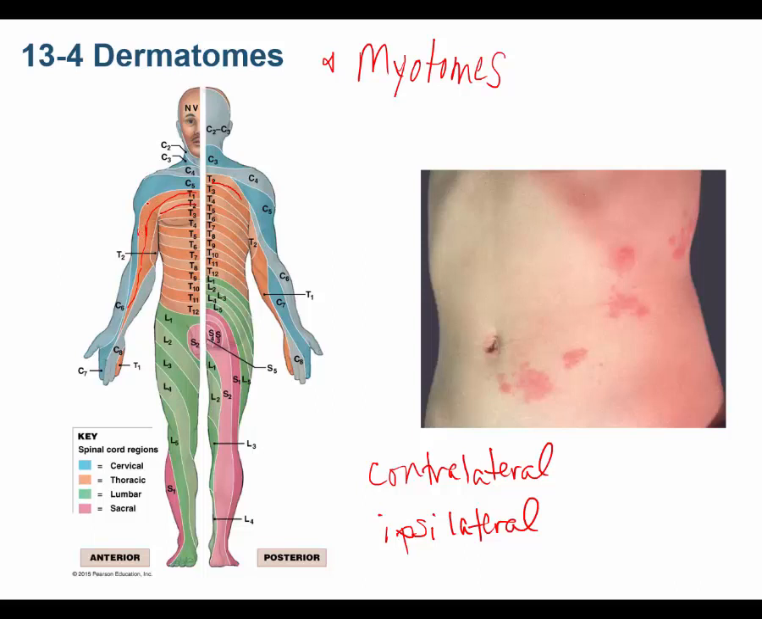And T1 might delve into the C5 area. That could be true. And you'll see why shortly, because we have plexuses. But in the middle of these dermatomes, it's pretty clean that only that nerve serves that area.